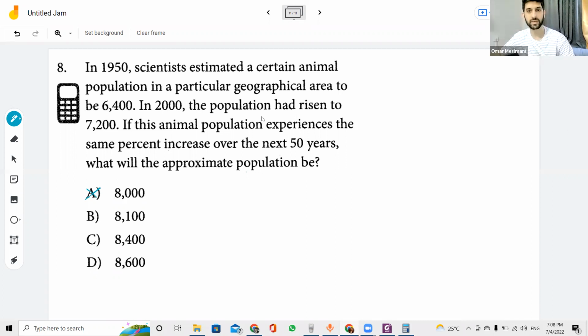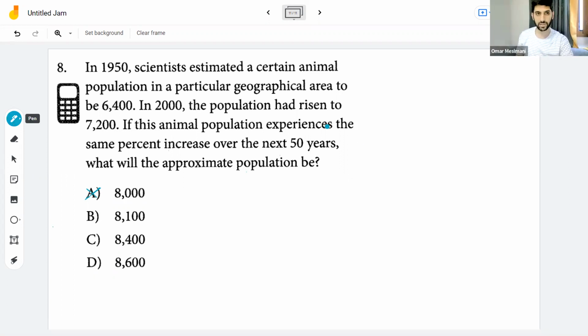Okay, stay with me, everyone, please. I'm going to explain to you how you do the question here. Actually, there is a trick in this type of question, okay? The trick is: read it carefully. I told you that the answer is not A, and I'll show you how or why you will get the answer as A, okay? He said to you that in 1950, scientists estimate a certain animal population in a particular geographical area to be 6,400.